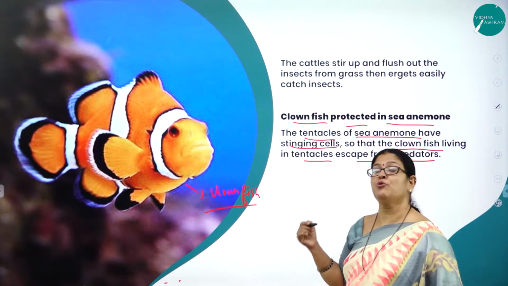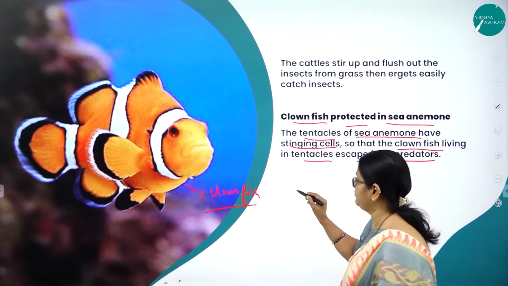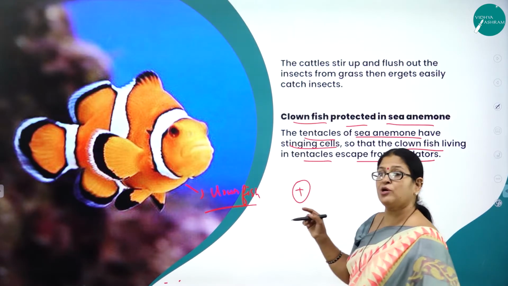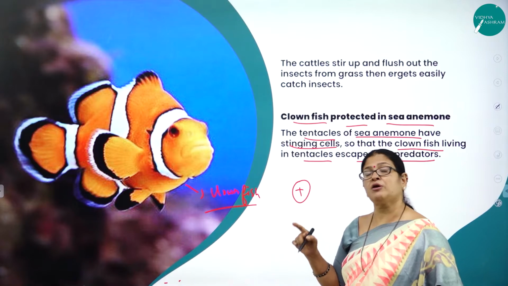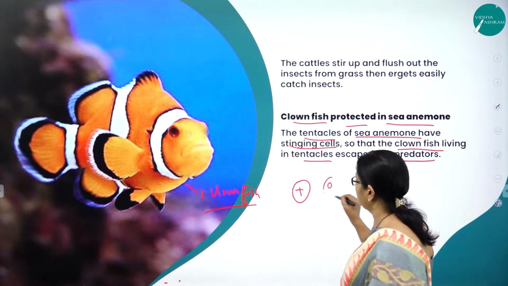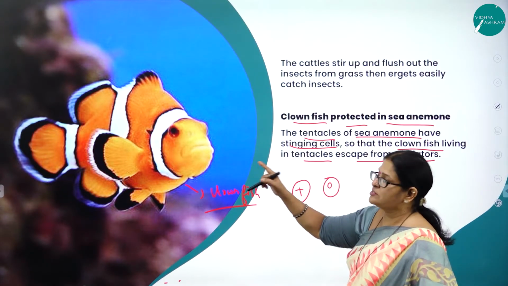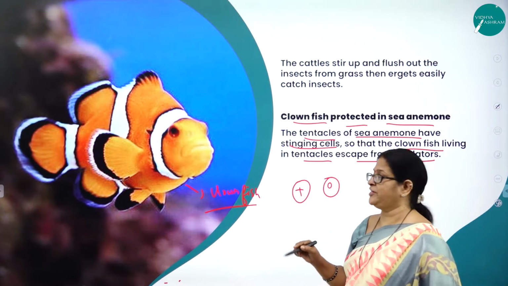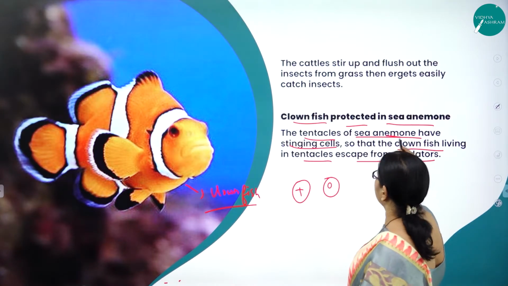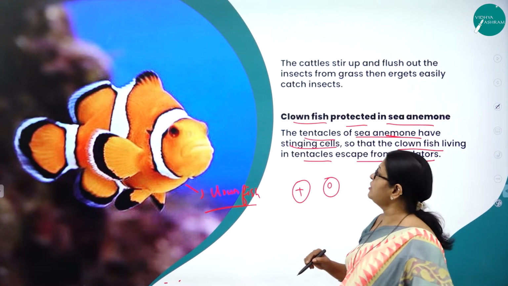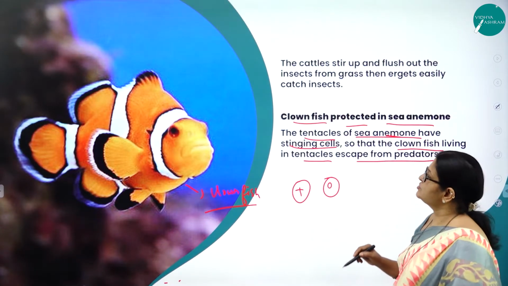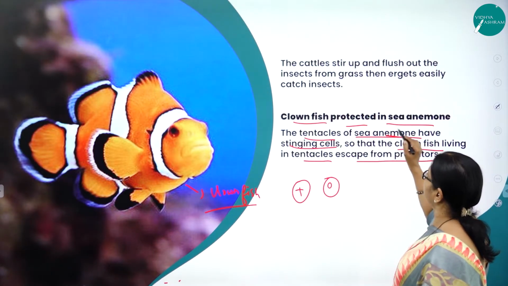So it is one form. Who is benefited here? The clownfish is benefited. But what about the sea anemone? Is it harmed or benefited? No, neither is it harmed nor benefited. The clownfish is benefited, but the sea anemone is neither benefited nor harmed. So that is about the clownfish protected in sea anemone.